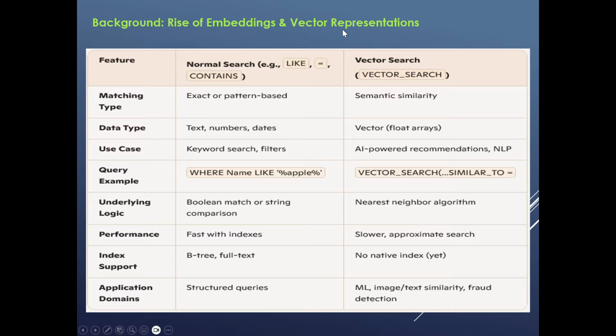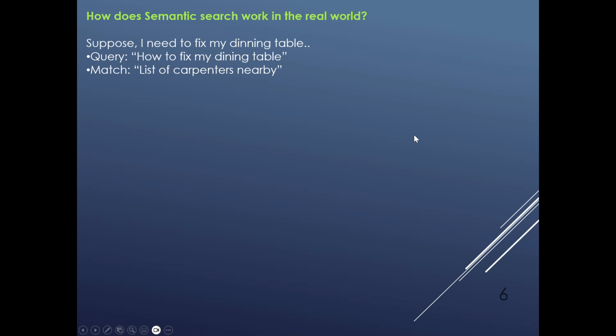So this is the basic slide on why vector search is required, and as we all know, AI is the basic intent for why we need vector search. Vector search and the vector data type are the base of AI search. Now, just understand this with an example. How does semantic search work in the real world? Suppose I need to fix my dining table. My query is: how to fix my dining table.